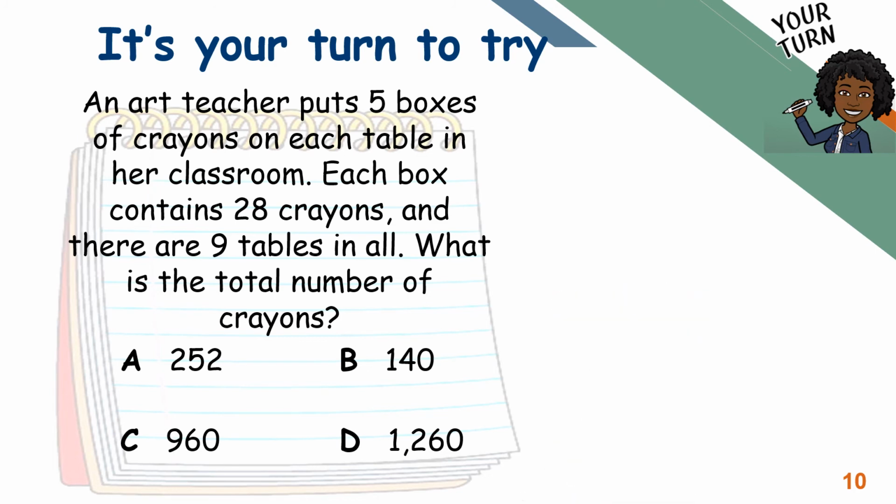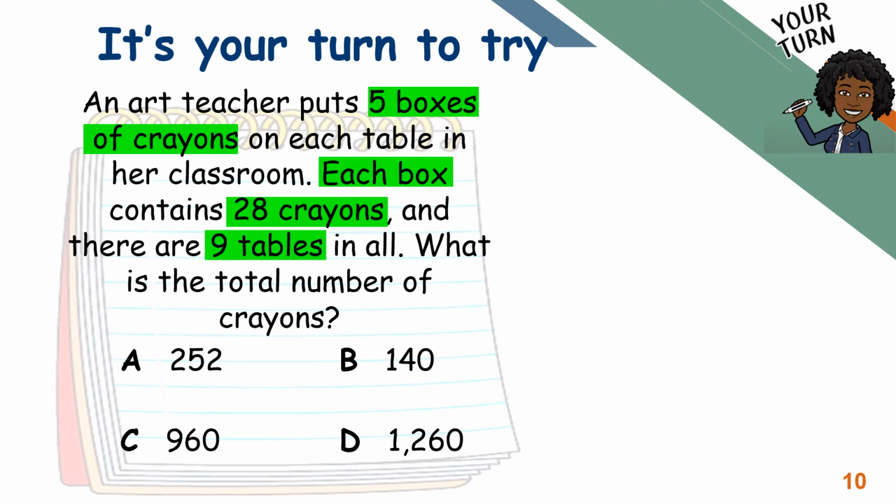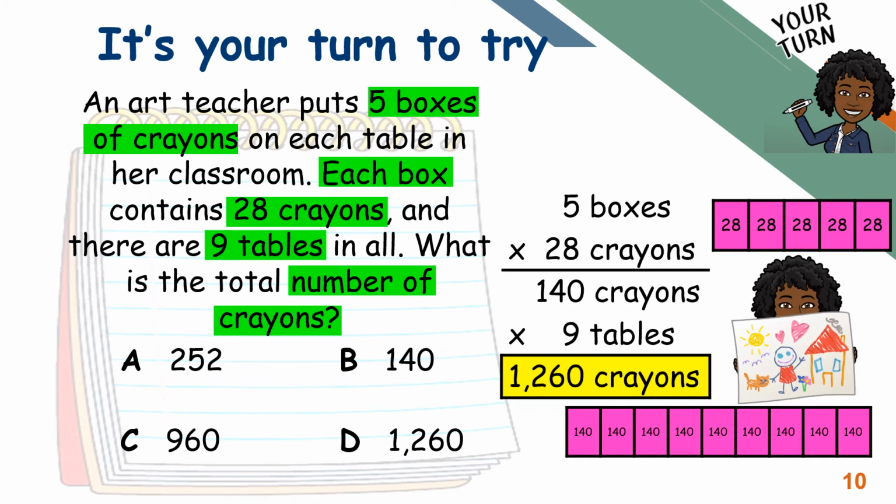Let's see how you did. What do we know? We know there are 5 boxes of crayons on each table, 28 crayons per box, and 9 tables total. The question is asking us to find the total number of crayons. Here's what I did. First, I figured out the number of crayons on each table by multiplying 5 times 28, and I got 140. Then I multiplied again to find out the crayons on all 9 tables to get 1,260 crayons. Our answer is D.